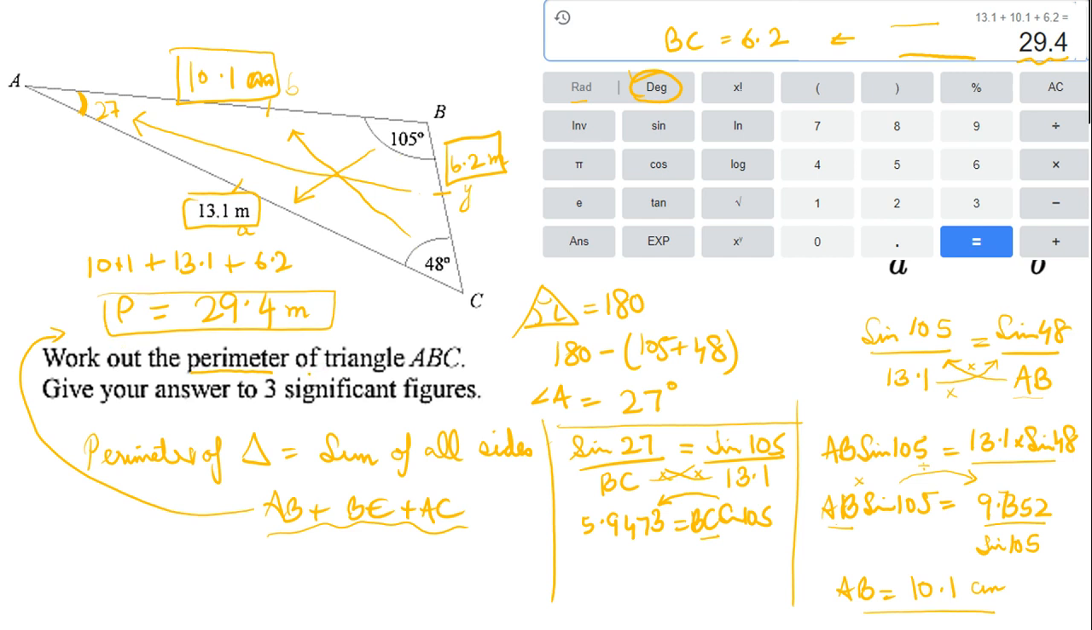And this particular question could probably be a 5 mark question because it involves a lot of solving. First of all, we figure out that the perimeter of a triangle is the sum of all sides. Secondly, I've got to find my third angle. Before finding my third angle, I first find one of my lengths, that's AB. I have my AB, then I find my third angle, and then again I use the sine rule and find my third length. Once I have all three lengths, I add them up and I get my perimeter, which is 29.4. So that's pretty much it.